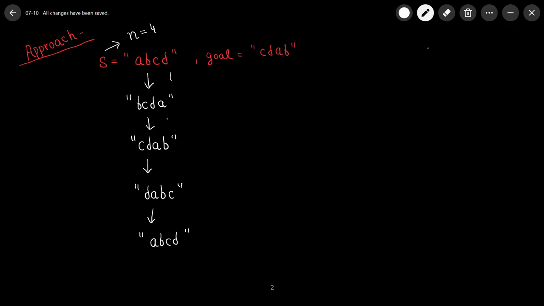As you can see, after performing four shifts, that is the string's length number of shifts, we reached our initial string again. Let's see if we matched in the meanwhile or not. Here you can see we didn't match with our goal. Here you can see we matched with our goal. So that's why we return true. I hope you understood the approach.